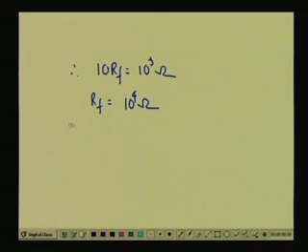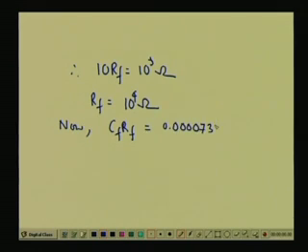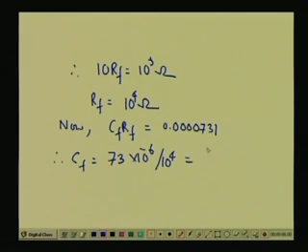And now CF into RF equals 0.0000731. So, CF will be equal to 73 into 10 to the power minus 6 by 10 to the power 4. So, it is coming up as 0.0073 microfarad. So, ultimately we will get the filter circuit which will look like this. Let me take a new page.